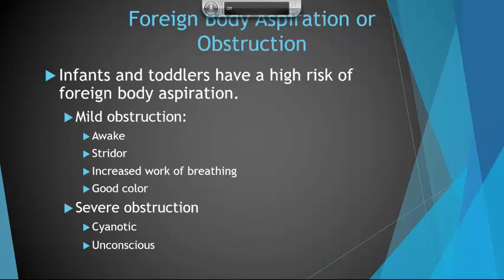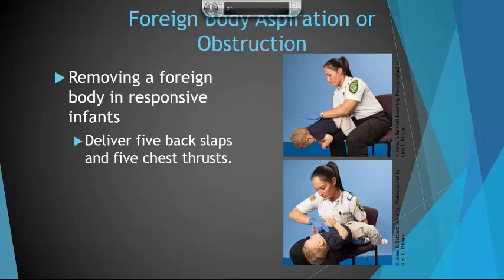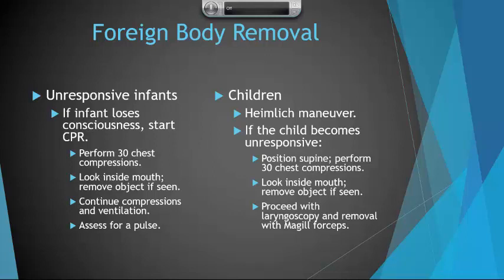Infants and toddlers have a high risk of foreign body aspiration. You've got mild obstruction, where you're still going to have air movement, and then severe obstruction, where there is no air movement and the air has completely been blocked off. If you note a foreign body in a responsive infant, you can deliver 5 back slaps and 5 chest thrusts. For unresponsive infants, if the infant loses consciousness, you want to start CPR in the presence of a foreign body.